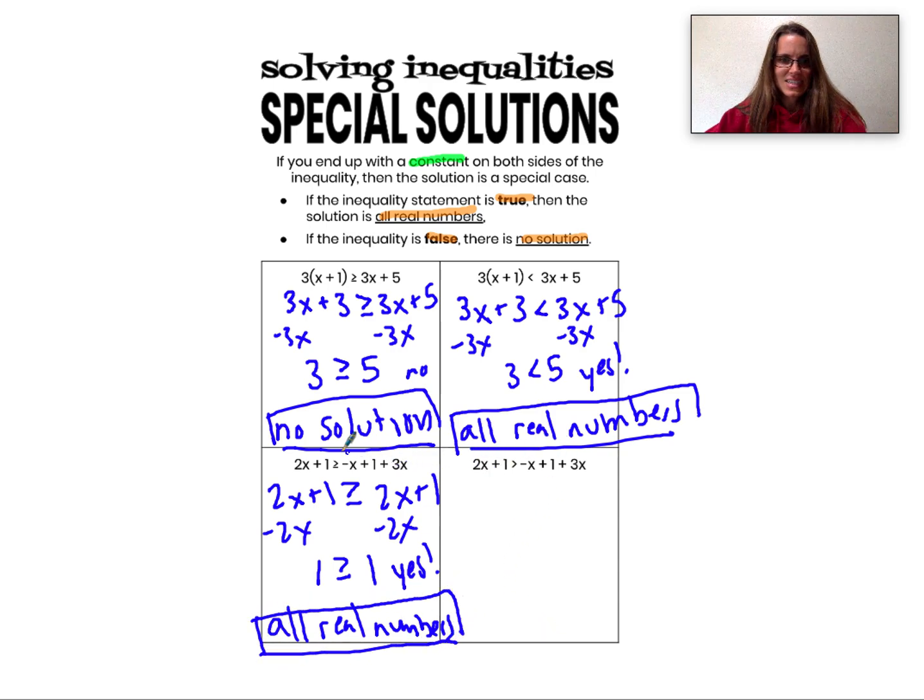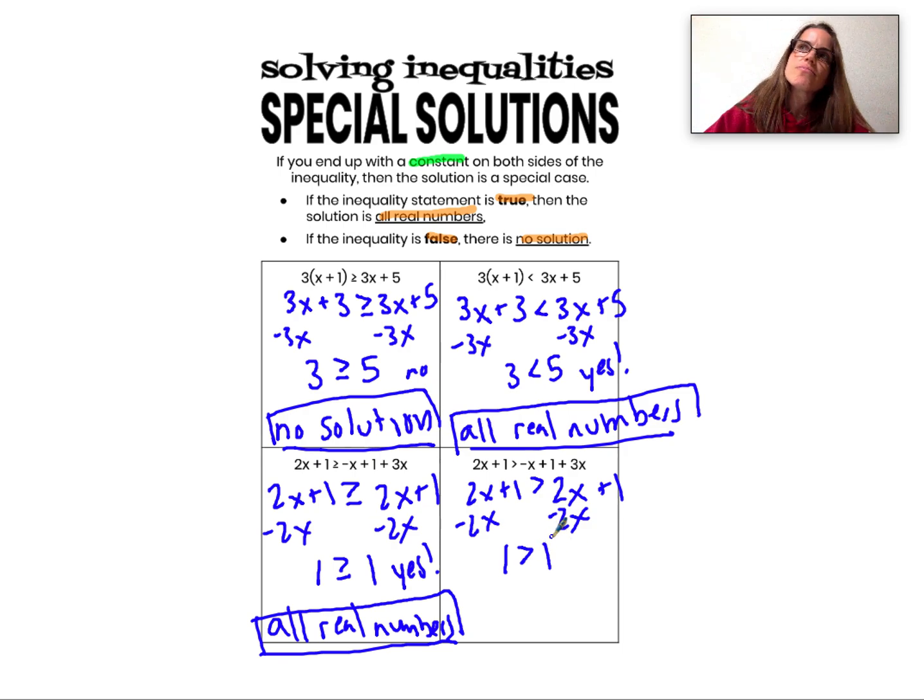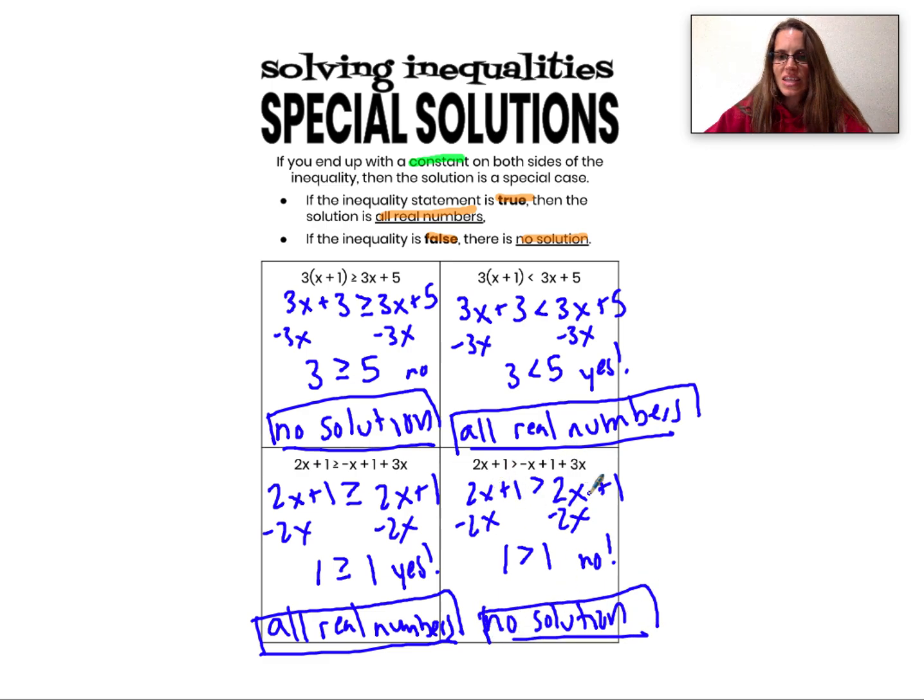Final case. Same expression on the left and right hand side. Different inequality symbol. Now I'm looking at a greater than. So is 2x plus 1 greater than 2x plus 1? I'm going to subtract 2x from both sides and I get 1 is greater than 1. My question to myself is, is 1 greater than 1? No. 1 is not greater than 1. Since 1 is not greater than 1, this is the no solution case. In fact, I have the same expression on the left and right hand side, so the left hand side is not going to be greater than the right hand side, no matter what I plug in for x.